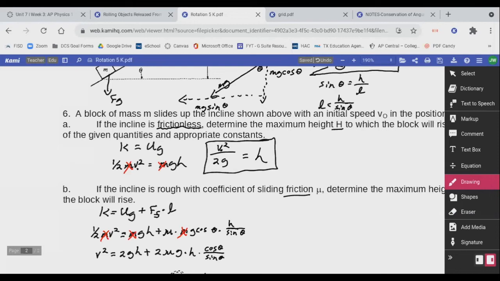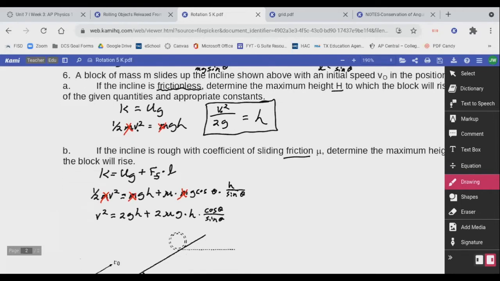Now that I have this, the next step I want to do is divide both sides by h. I want to move the h to the left side. It's just my preference. Yes, there's more than one way to do it. But if I divide both sides by h, what I end up with is v squared divided by h is equal to 2g plus 2 coefficient g times cosine of theta divided by sine of theta.